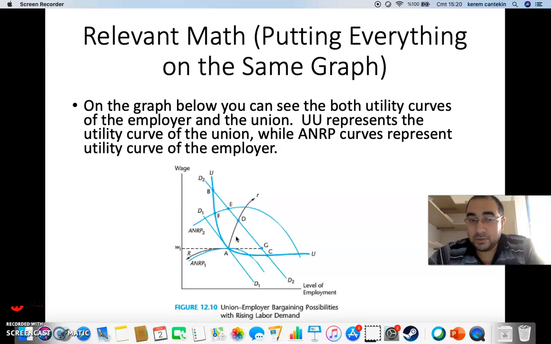Up to this point, we have assumed that the union can only bargain for wage. Actually, if you look at this small area, and that's before the productivity of the company has increased, so we are still at an NRP curve and UU curve, you can see here there is a whole area where the utility of both the company and the union can be better off. But in order to go to this area, the union and the company should be able to bargain not only for wage but also for the employment level.